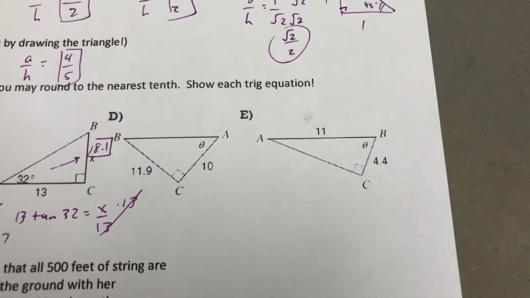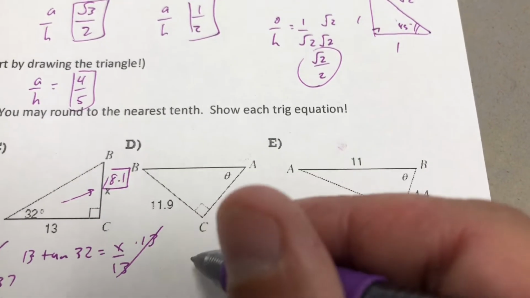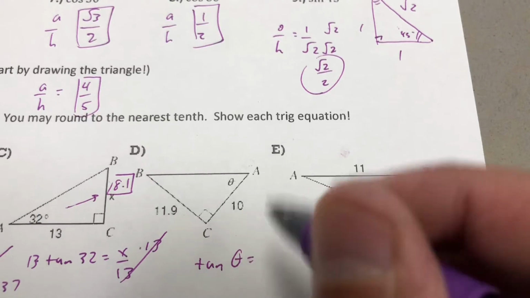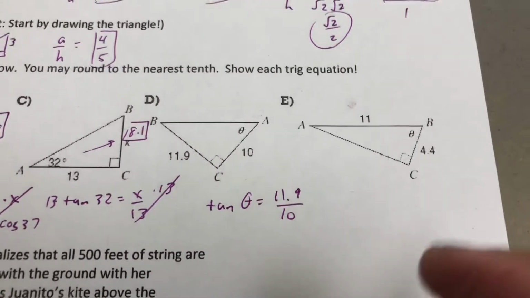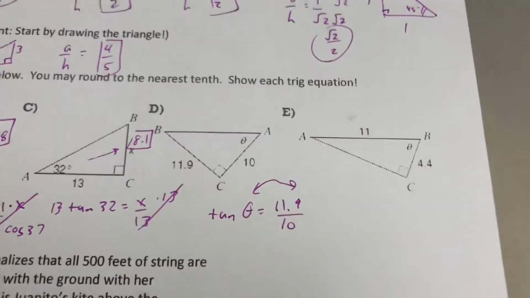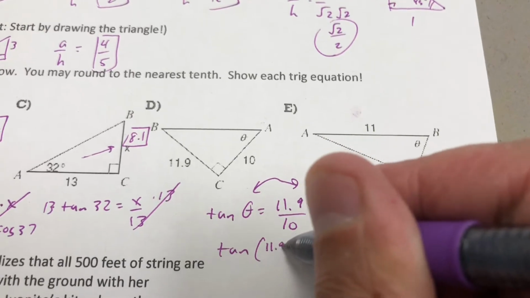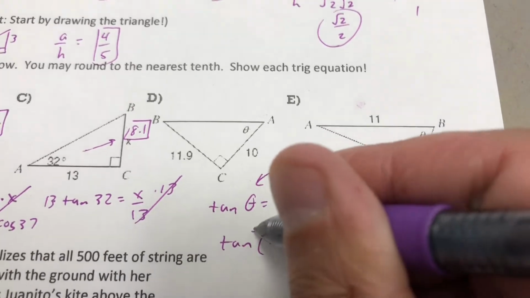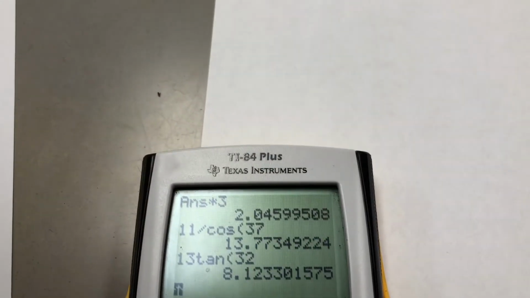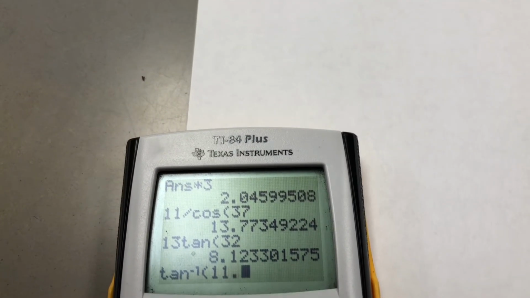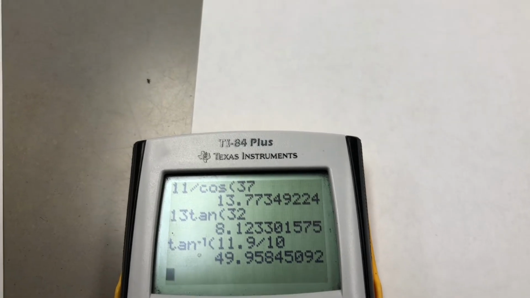All right? Next one here, we want to find an angle measure. I have an opposite side and an adjacent side, so it's a tangent relationship. Opposite is 11.9, adjacent is 10. Once again, I can't type tangent of theta in my calculator, but if I use the inverse tangent button, it'll let me type in the 11.9 over 10, and it will give me back the angle measure. So I will try that. Inverse tangent of 11.9 over 10. Going to be about 49.95.